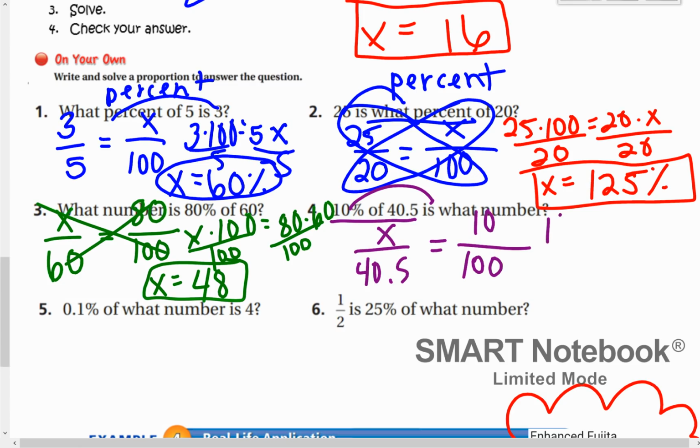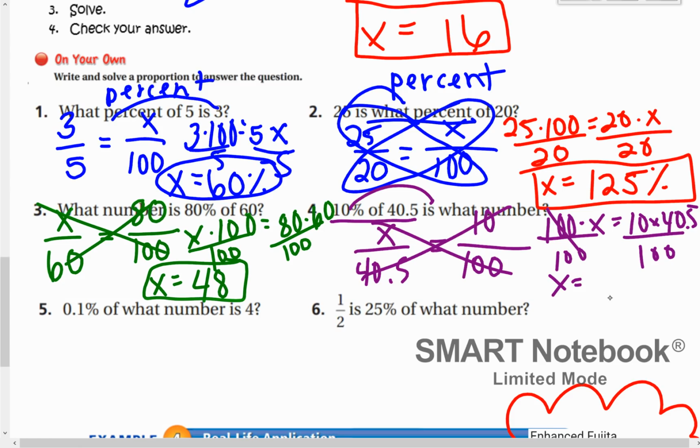Cross products, we have 100 times x equals 10 times 40.5. Divide by 100 to get x by itself. We get x is equal to 4.05. We're missing a part, so we don't need a percent label. And does that make sense? 10%. Well, to find 10% of any number, you just move the decimal place over one to the left.